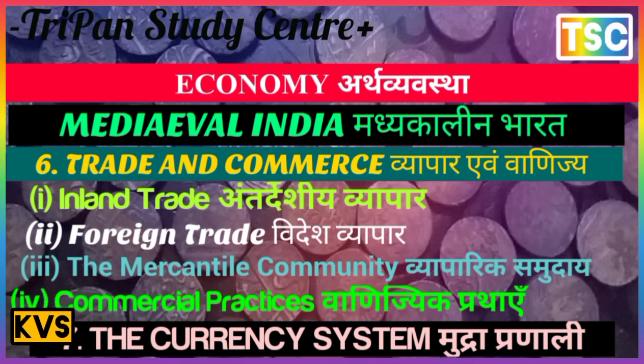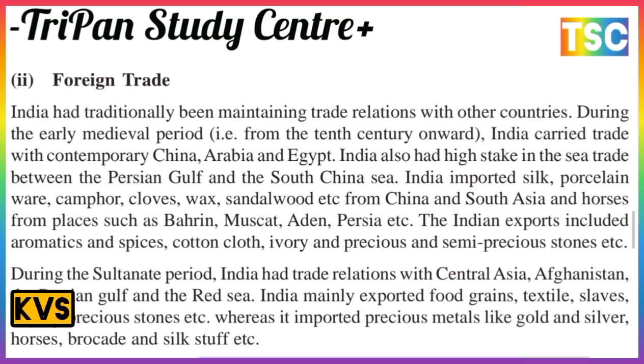During the early medieval period, from the 10th century onward, India carried on trade with contemporary China, Arabia and Egypt. India also had a high stake in the sea trade between the Persian Gulf and the South China Sea. India imported silk, Persian wares, camphor, cloves, and sandalwood from China and South Asia, and horses from places such as Bahrain, Muscat and Aden.